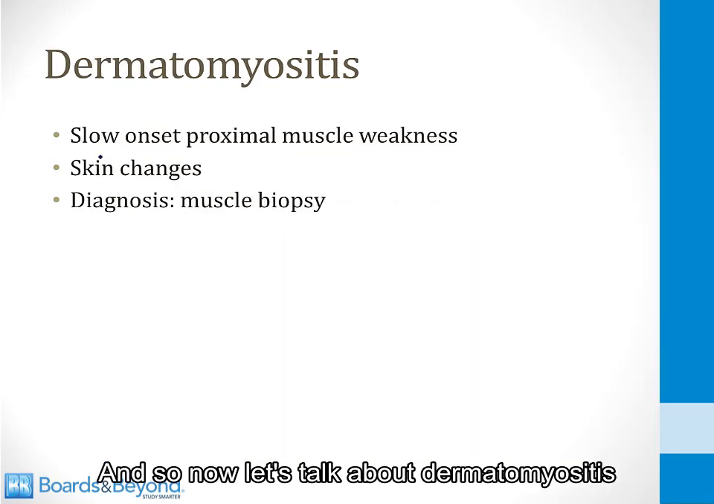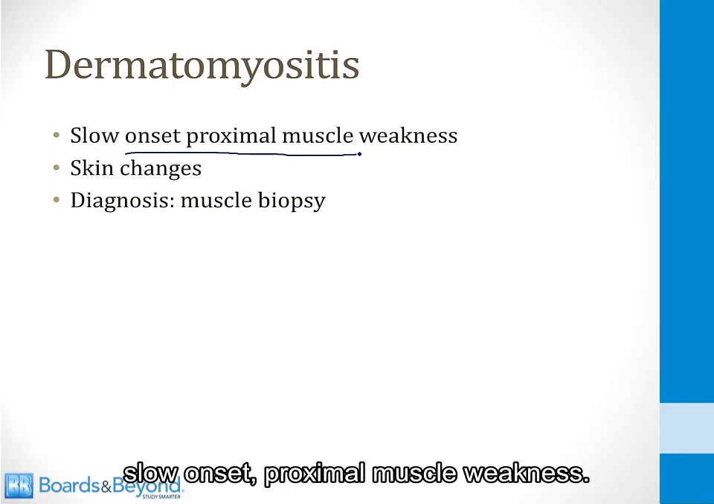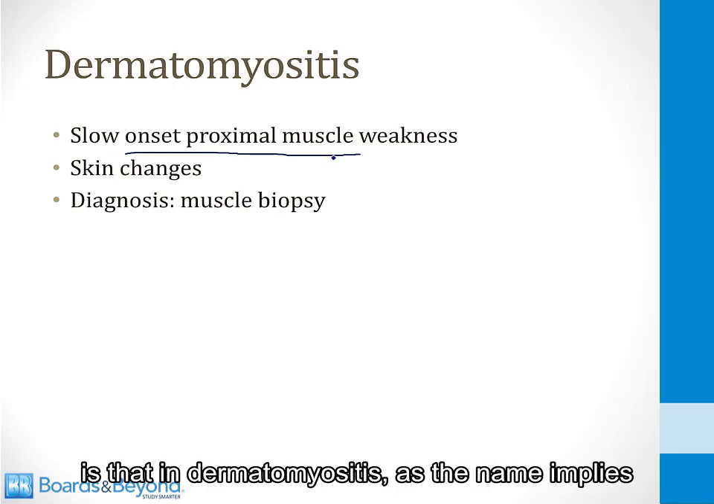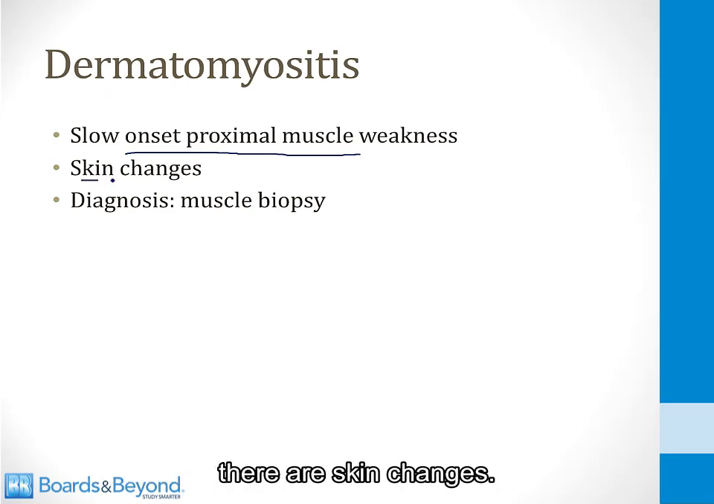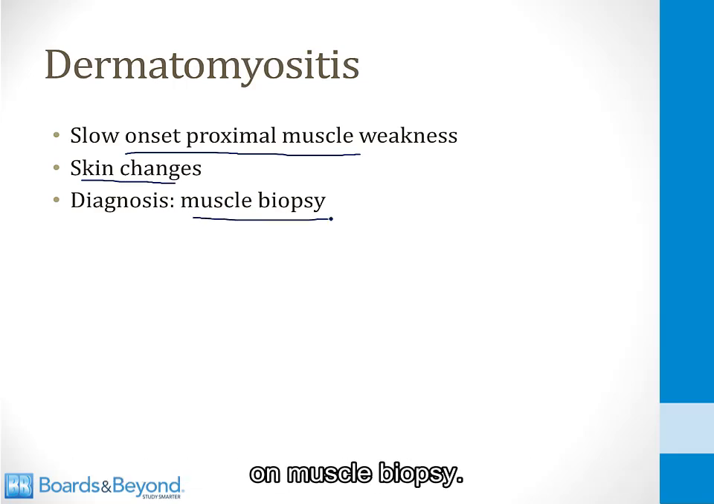And so now let's talk about dermatomyositis, which has the same muscle symptoms as polymyositis, slow onset proximal muscle weakness. The distinction between dermatomyositis and polymyositis is that in dermatomyositis, as the name implies, there are skin changes, and it is also diagnosed by characteristic findings on muscle biopsy.